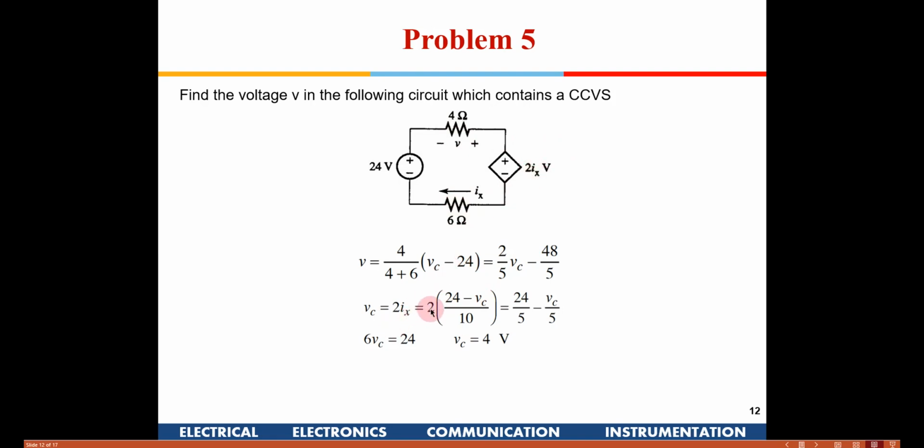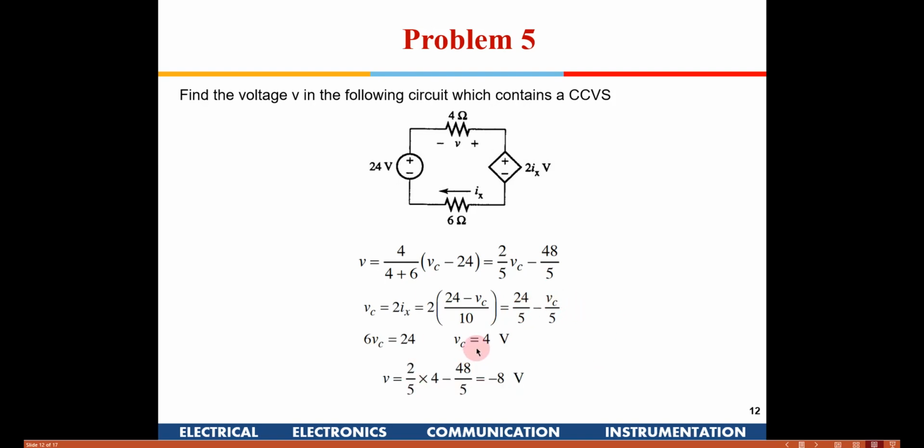So 2 is outside here. And what is the current? Since the direction is from right to left, you have 24 volt over here, so 24 minus Vc divided by 10, that is the total resistance. So you get one more equation. Now you can solve these two equations and get the value of Vc. Is this problem clear to all of you? Yes, sir. Okay.